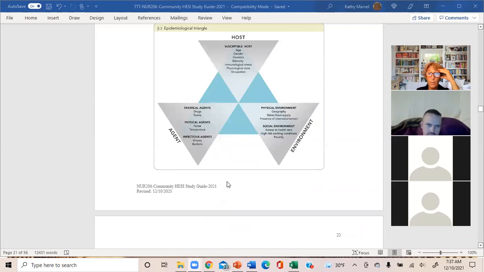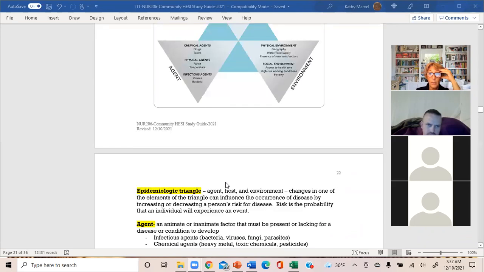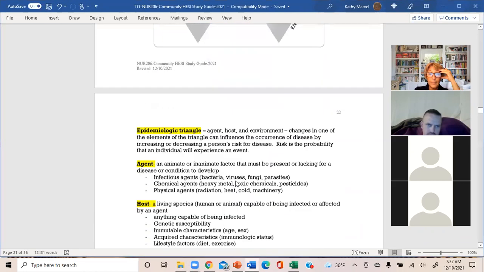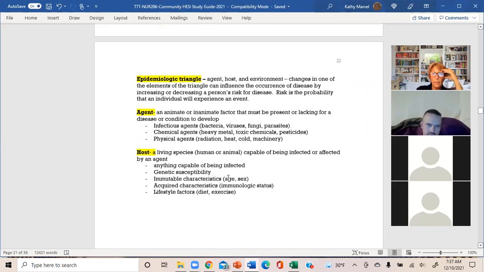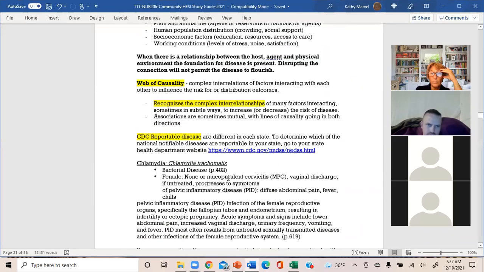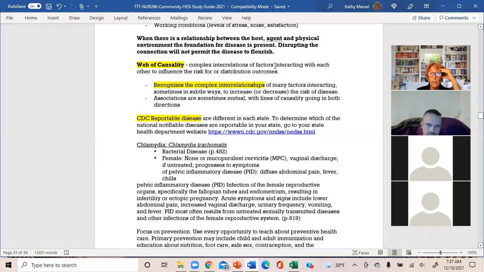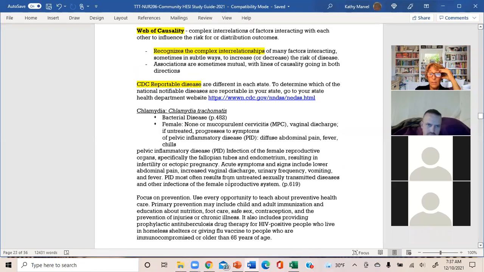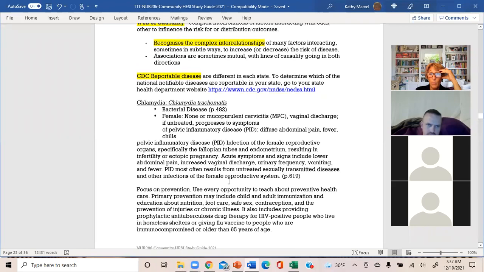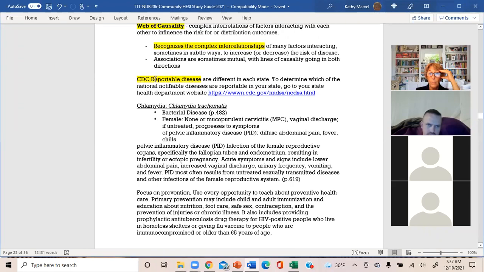Everybody's pretty quiet this morning, so I'm just going to go kind of through this quickly. Epidemiological triangle is the agent, the host, and the environment. Okay, the web of causality is all those interrelationships with regards to the agent, the host, and the environment. Okay, CDC reportable diseases. You don't necessarily need to know everything that's reportable, but you do need to know that there are reportable diseases, infectious and communicable diseases, and how to go about doing that.